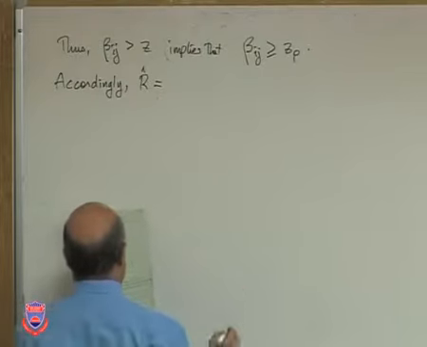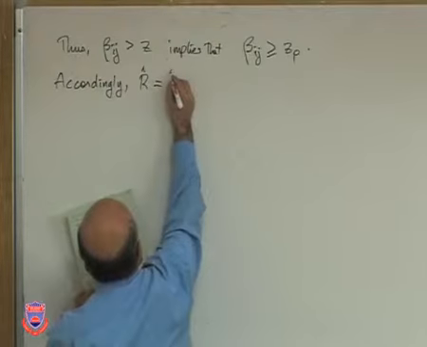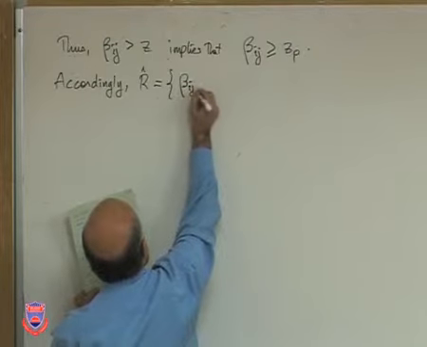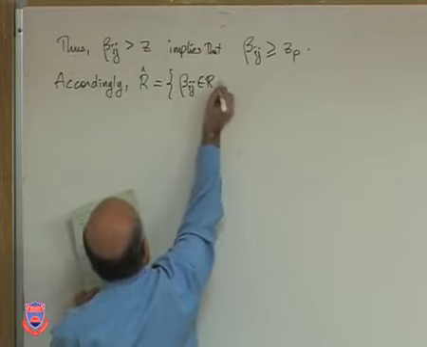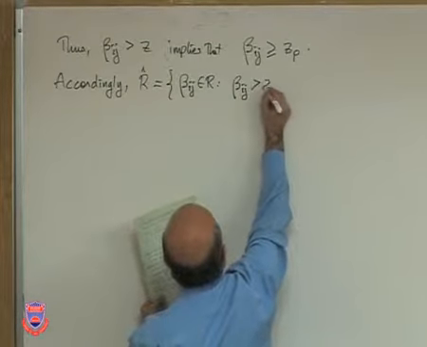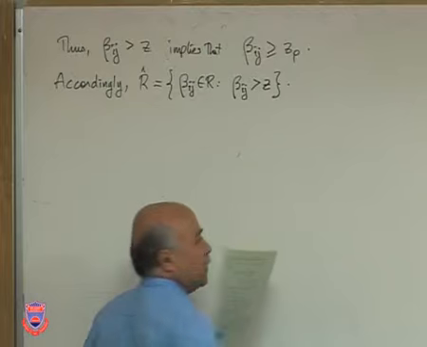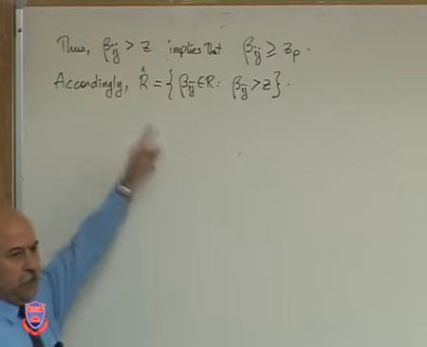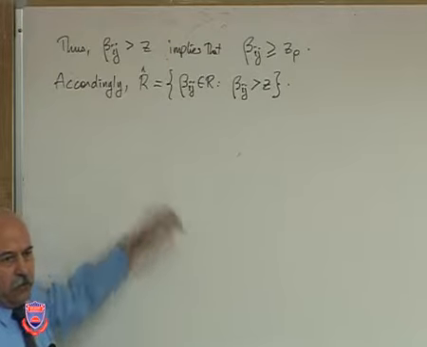So I can revise or I can also claim that R cap is the set of beta ij values in R for which beta ij is strictly greater than Z. That's the definition. This is something that you deduce.